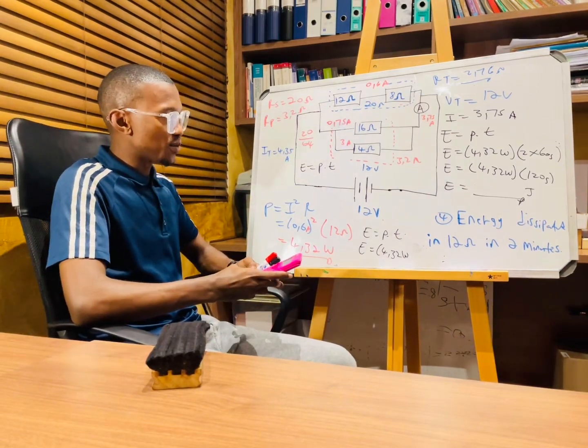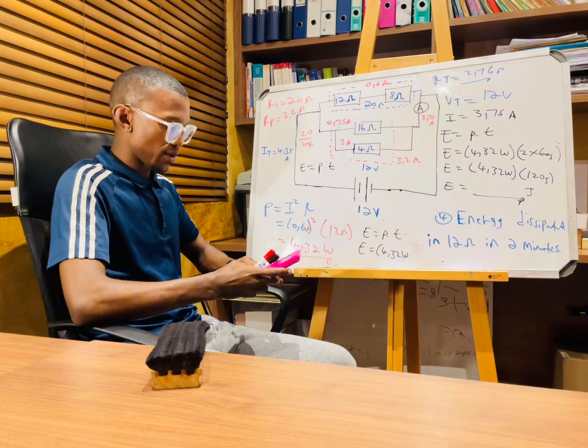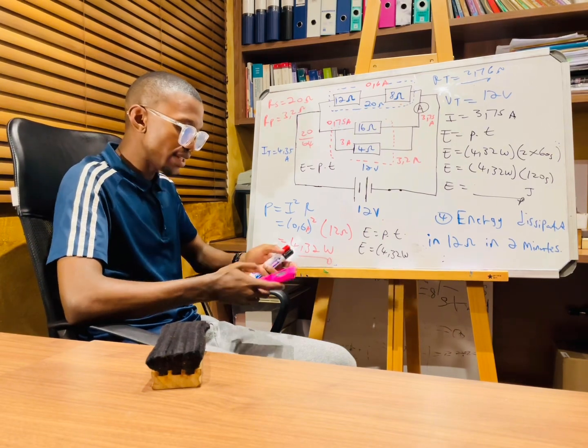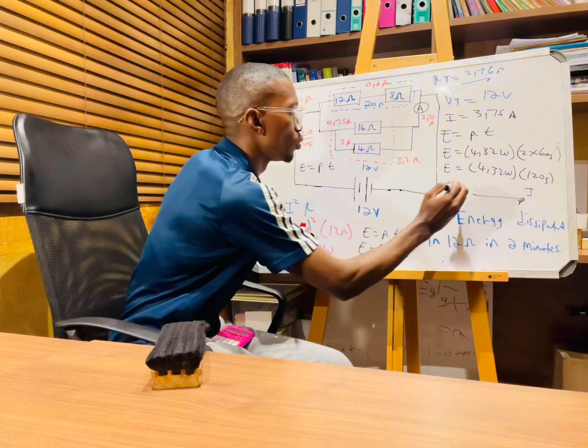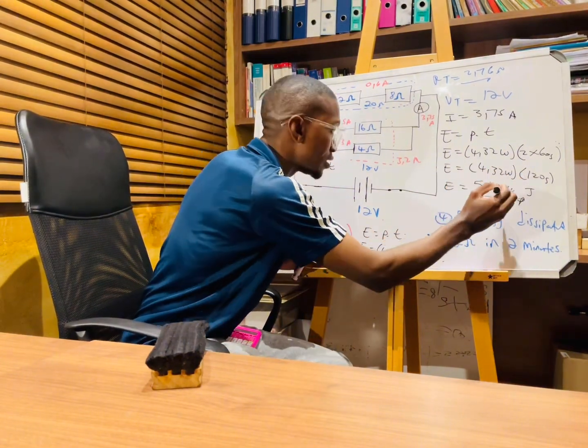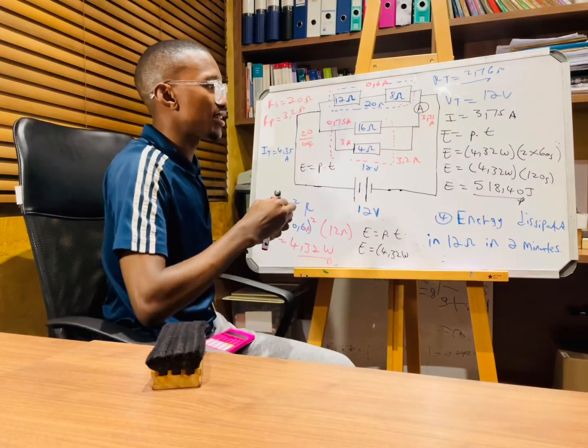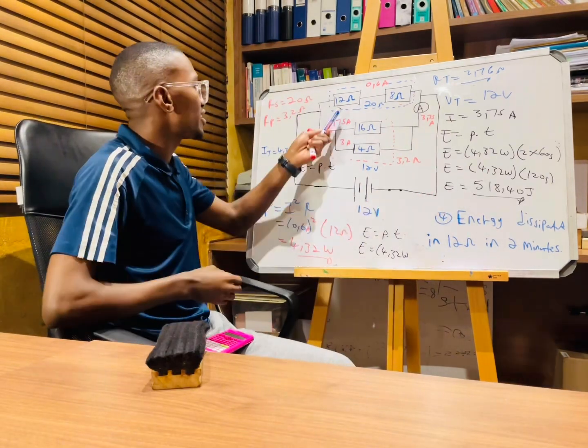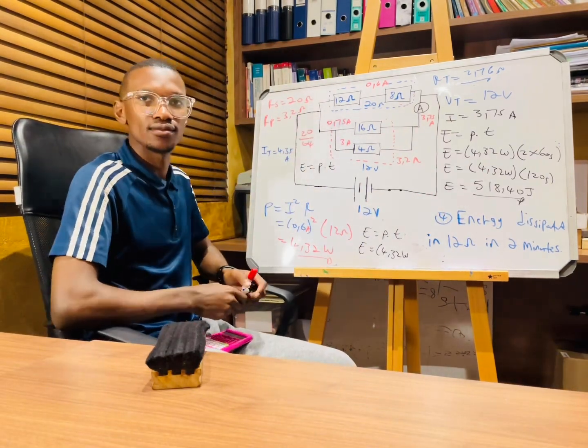Okay, so 4.32 multiplied by 120, and then you're going to get 518.40 joules. That's the energy that was dissipated in the 12 ohm resistor.